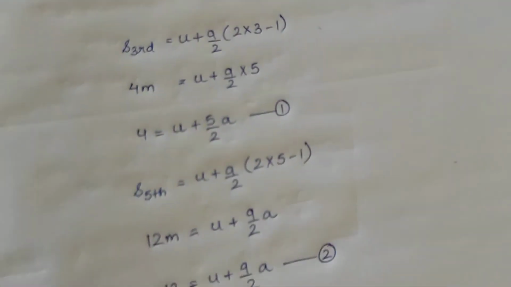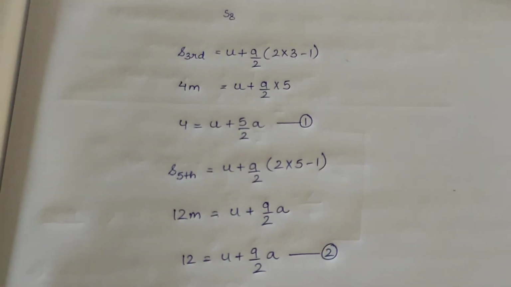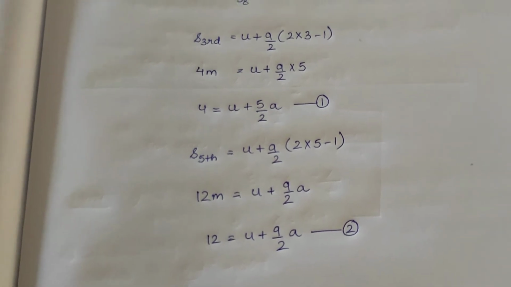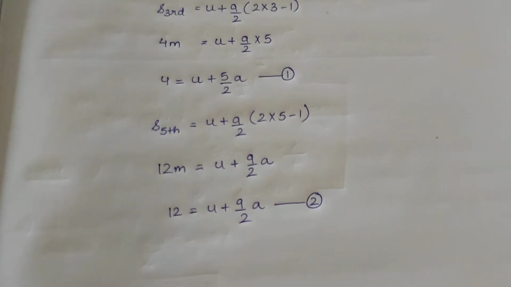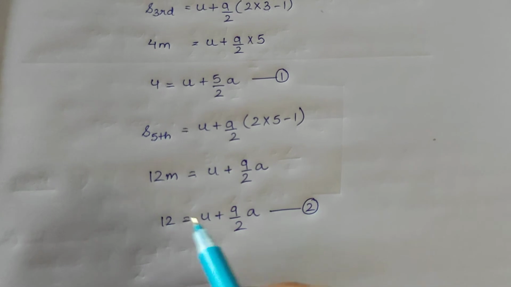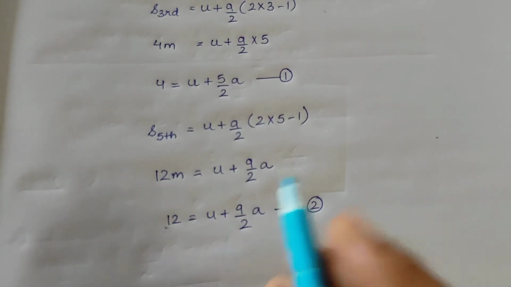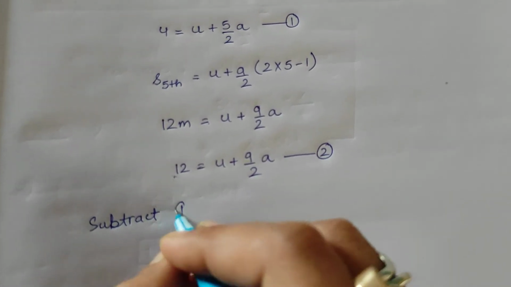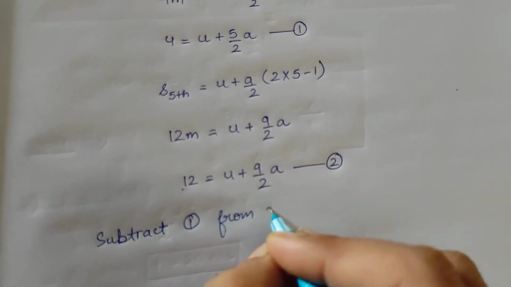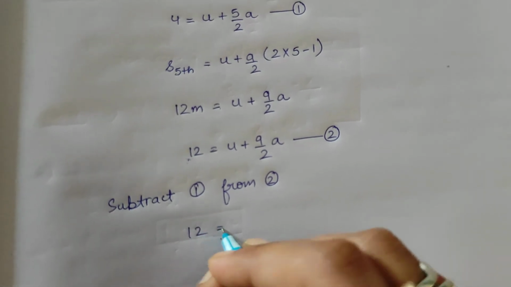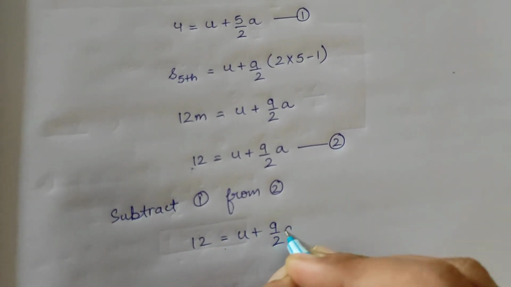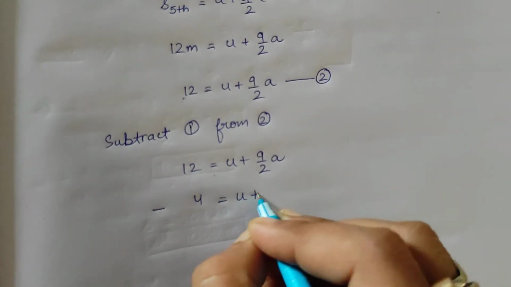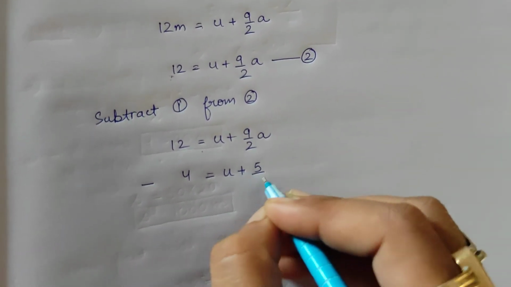Fine. Now we have to again find out the value of U and A from these two equations. These two equations are given to us just to find out the value of U and A. So how will we find out? Again we can see that this is the larger number, so we can subtract 1 from 2. So what will we get? 12 is equal to U plus 9 by 2A minus 4 is equal to U plus 5 by 2A.